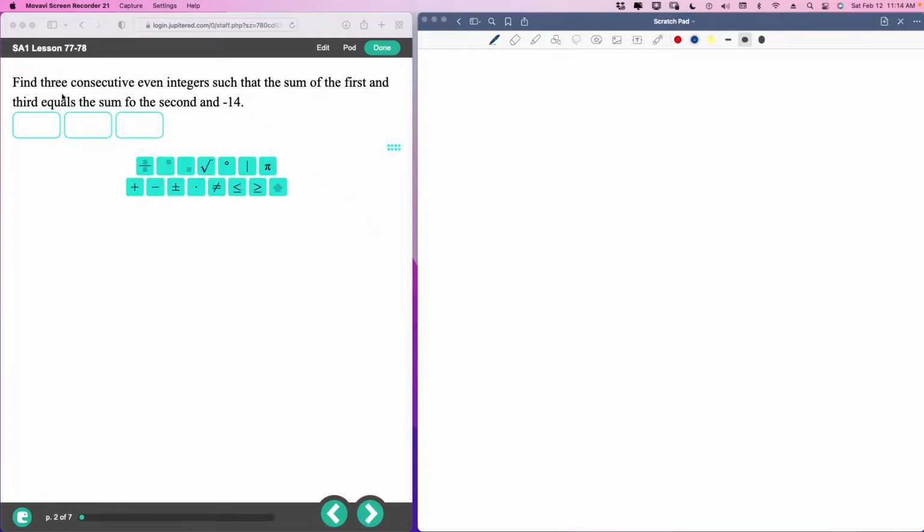This is to find three consecutive even integers. We stop right there. Three consecutive even integers. We set up our three consecutive even integer equations before we do anything else, so that we have a first one, a second one, and a third one. All right, we have three of them. The first one is going to be n. The second one is going to be n plus 2.